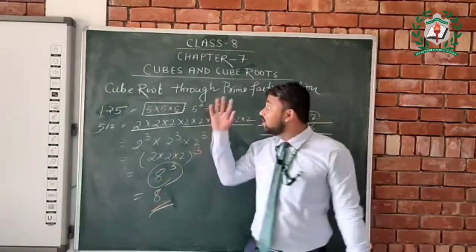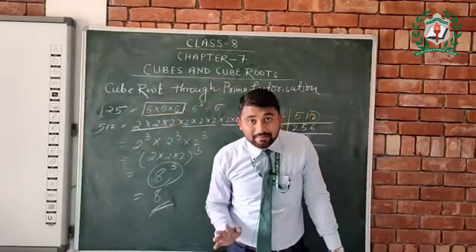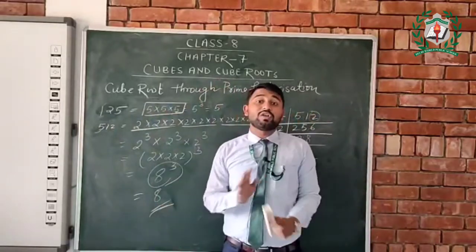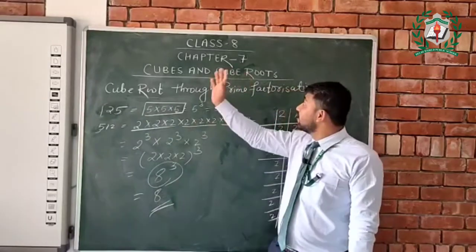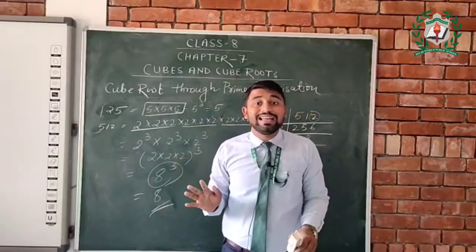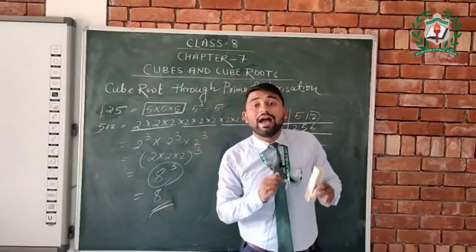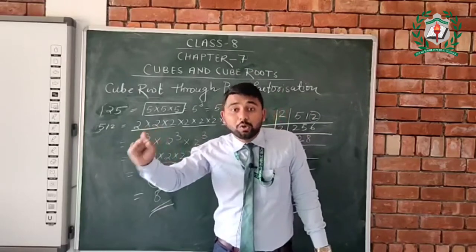So this is the procedure for finding the cube root by prime factorization. So dear students, this was all about cubes and cube roots, and the chapter has finished. Now you all can understand the basic things in cube and cube root. Try to solve exercise number 2.